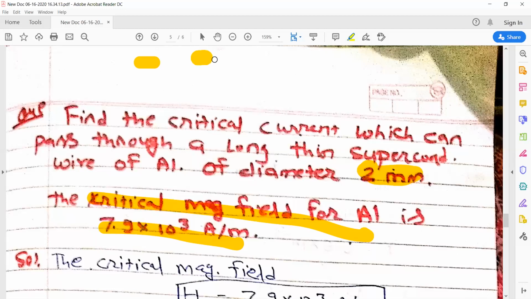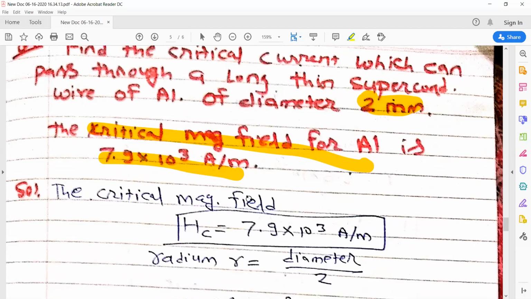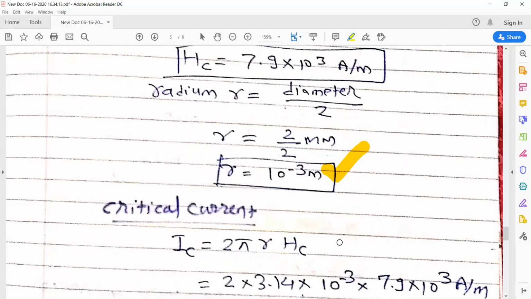Everybody knows that the magnetic field is correlated to the critical current IC. The diameter is given, so we can find the radius. Diameter 2 mm, divided by 2, gives a radius of 10 to the power minus 3 meter.